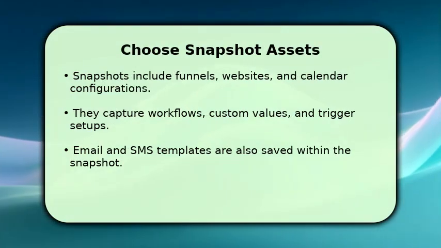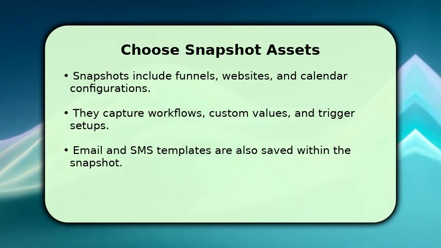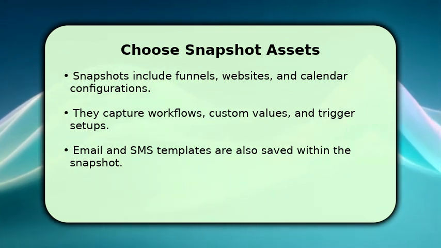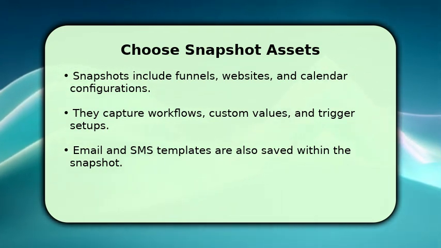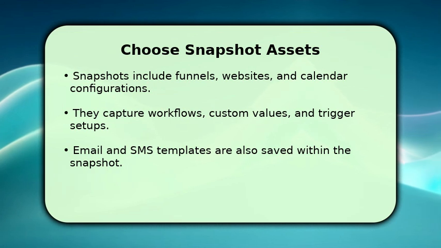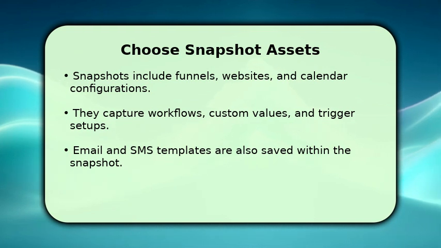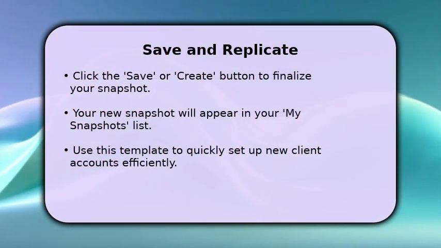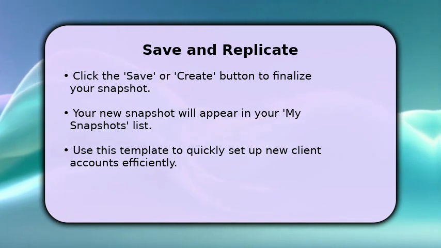A GoHighLevel snapshot is a comprehensive blueprint, capturing dozens of elements from your source account. This includes all your meticulously built funnels, websites, and calendar settings. It also saves your intricate automation workflows, custom values, and trigger configurations. Furthermore, your carefully crafted email and SMS templates are preserved. This ensures that when you use the snapshot, you get a complete, ready-to-deploy account structure, saving countless hours of manual setup. Finally, after naming your snapshot and confirming the source account, click the Save or Create button.